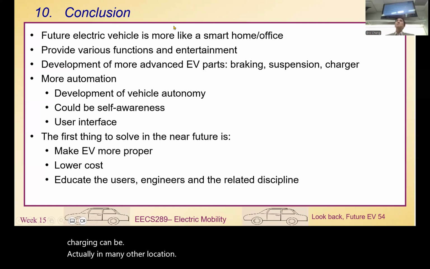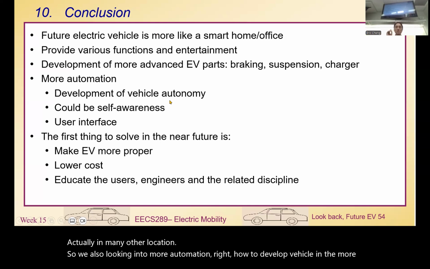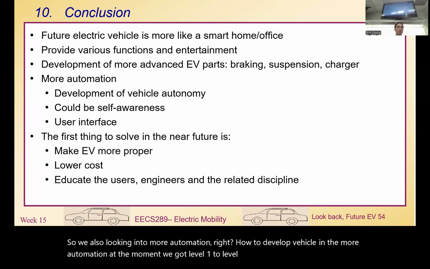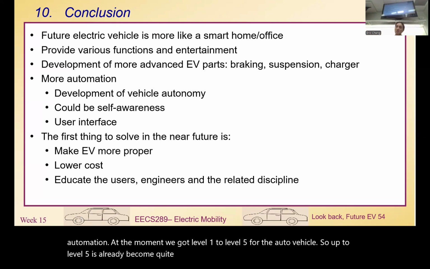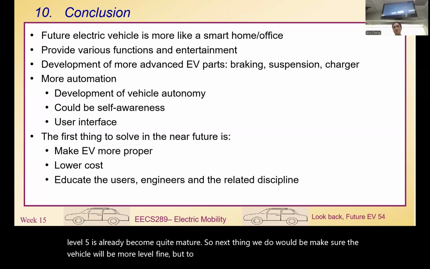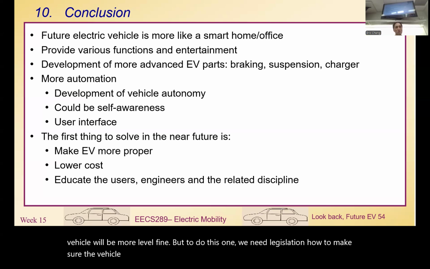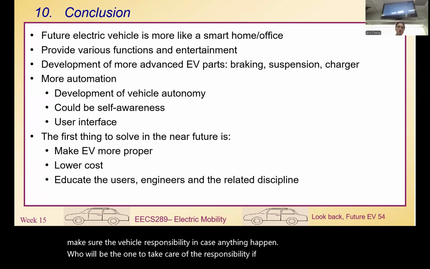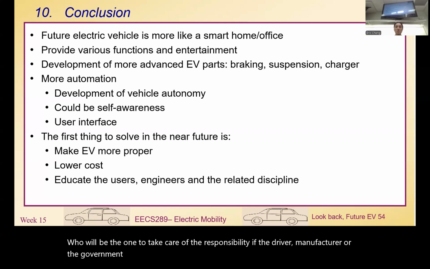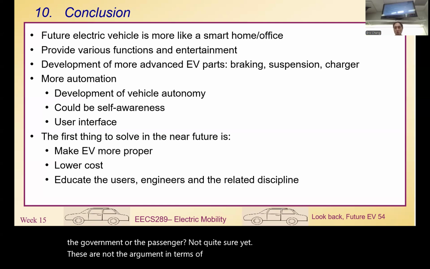So we're also looking into more automation, right? How to develop the vehicle into more automation. At the moment, we have level 1 to level 5 for the autonomous vehicle. Up to level 5 has already become quite mature. So the next thing we do will be to make sure the vehicle becomes more level 5. But to do this, we need legislation. How do we make sure of the responsibility in case anything happens? Who will be the one to take care of the responsibility: the driver, the manufacturer, the government, or the passenger? Not quite sure yet. There's a lot of argument in terms of the responsibility and insurance.